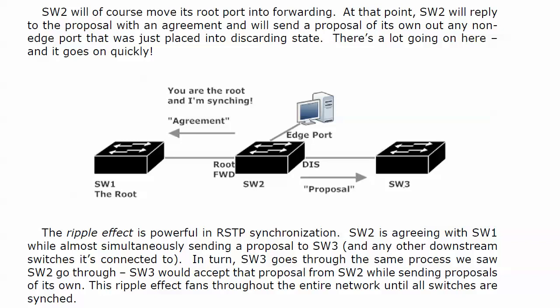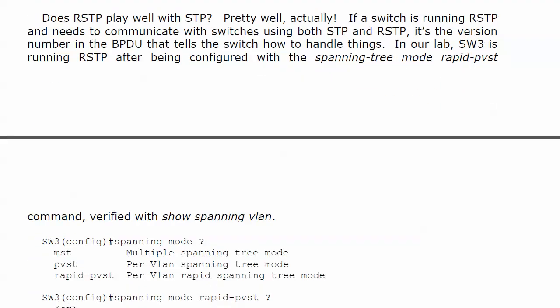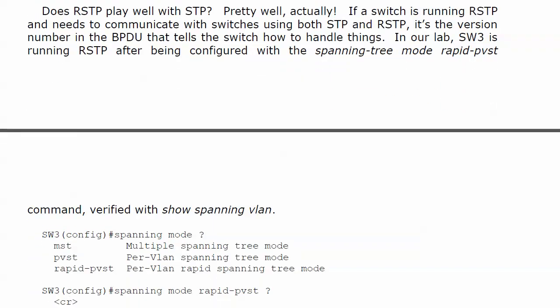Now, the question haunting networks everywhere. What could this be? It could be, does RSTP play well with spanning tree protocol? That's really the number one question for us practically, on a practical basis as network admins, because if we've got 500 switches and we want to migrate to RSTP, maybe we can do all 500 at one time, maybe we can't. Well, if a switch is running RSTP and needs to communicate with switches using both STP and RSTP, it's the version number in the BPDU that tells the switch how to handle things.